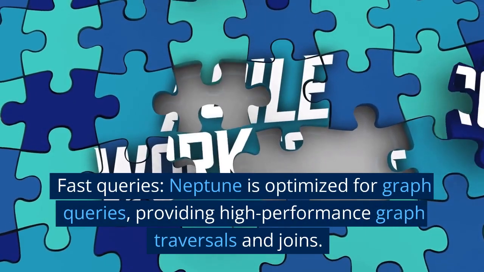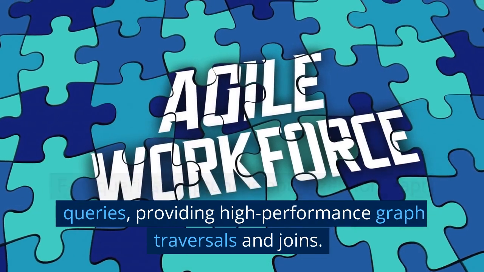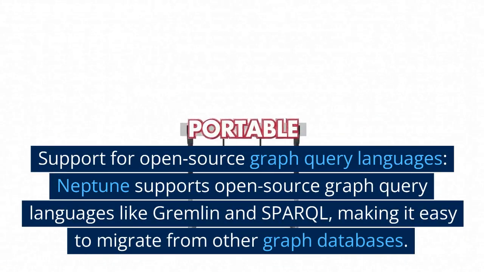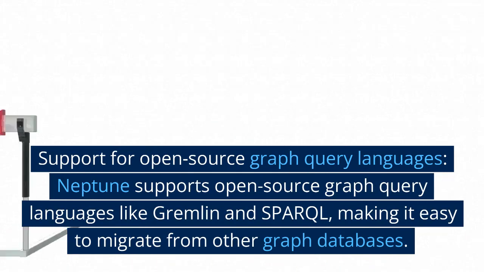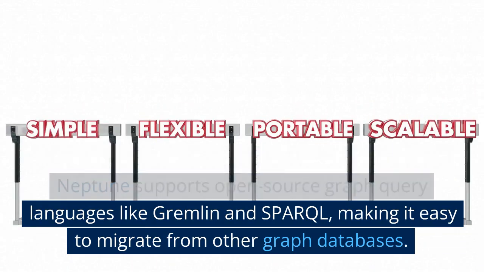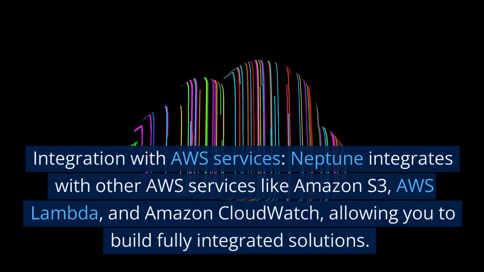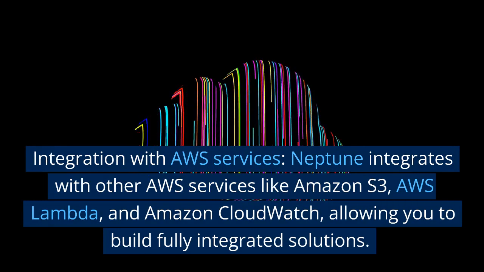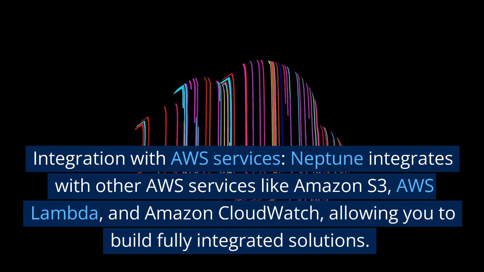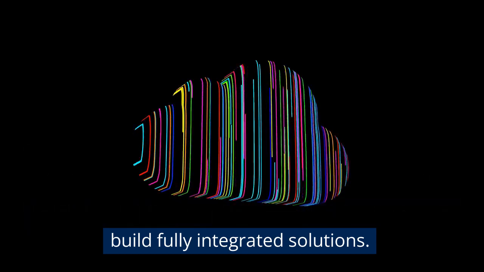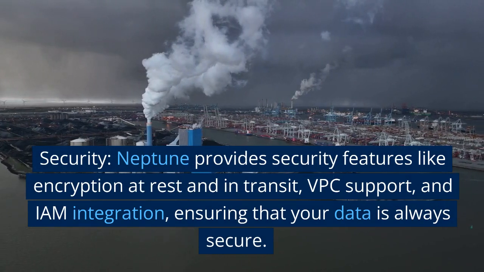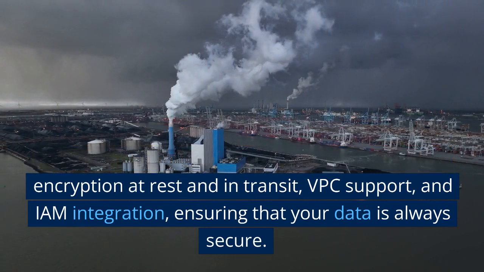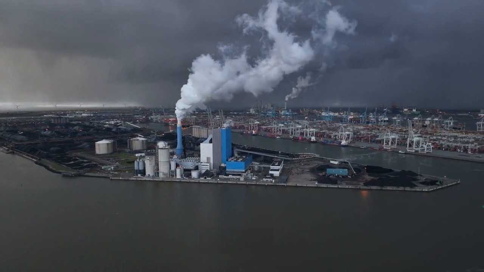Fast queries. Neptune is optimized for graph queries, providing high-performance graph traversals and joins. Support for open-source graph query languages. Neptune supports open-source graph query languages like Gremlin and SPARQL, making it easy to migrate from other graph databases. Integration with AWS services. Neptune integrates with other AWS services like Amazon S3, AWS Lambda, and Amazon CloudWatch, allowing you to build fully integrated solutions. Security. Neptune provides security features like encryption at rest and in transit, VPC support, and IAM integration, ensuring that your data is always secure.